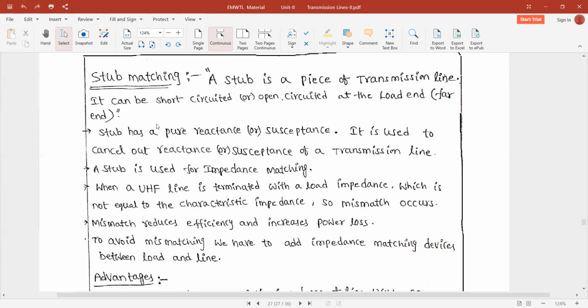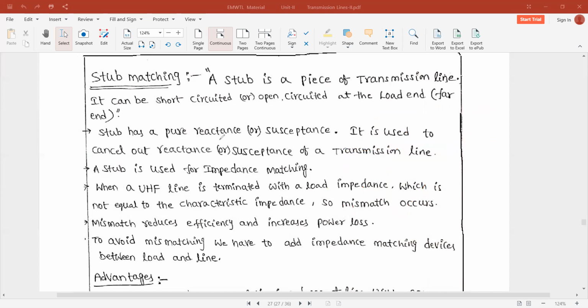Let us see what a stub looks like. A piece of transmission line can be short circuited or open circuited. If it is short circuited, it looks like this, or it is an open line. This is a single stub. And if it is a double stub, we have it like this.